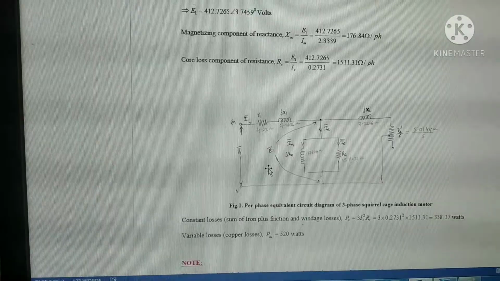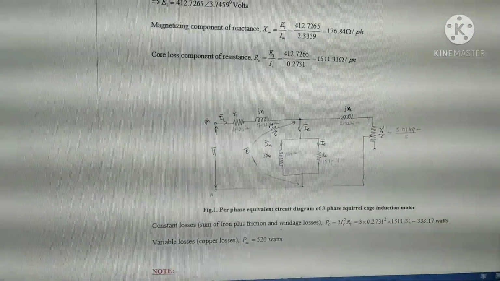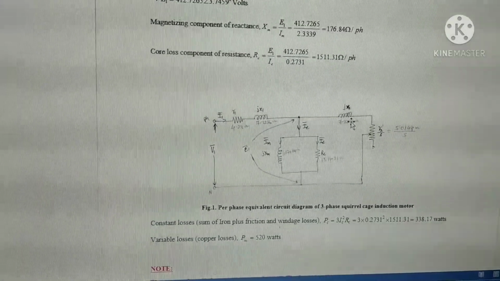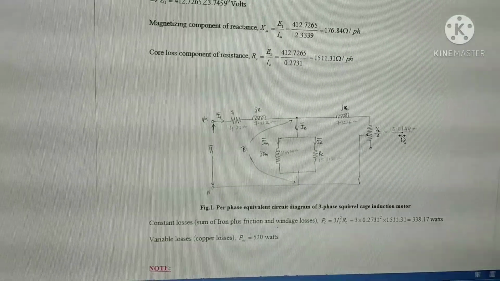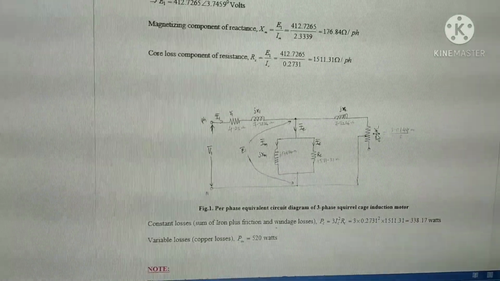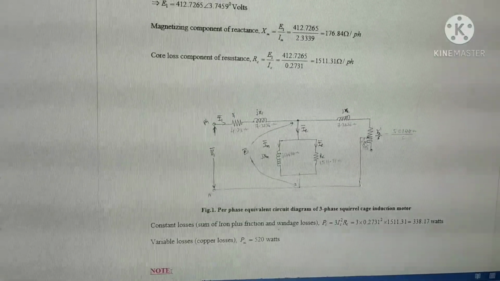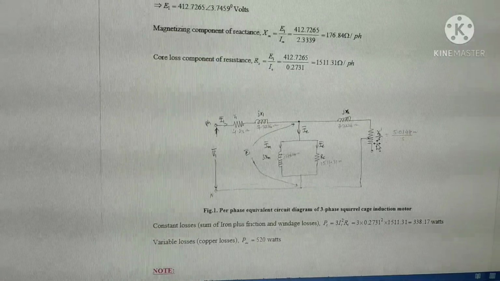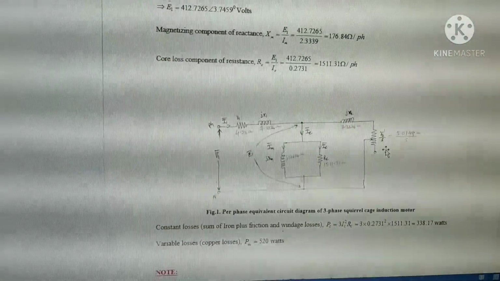After knowing these magnetizing equivalent circuit parameters, we can draw the per phase equivalent circuit diagram of 3-phase squirrel cage induction motor. Here this is R1, this is X1, stator winding leakage reactance, and here it is rotor winding leakage reactance, and here it is R2 dash by S, where S is the slip, and here R2 dash we have substituted 5.0144 ohms, and this rotor winding resistance can be represented by R2 dash by S. When the rotor is blocked, S is equal to 1, that time it will be R2 dash only.